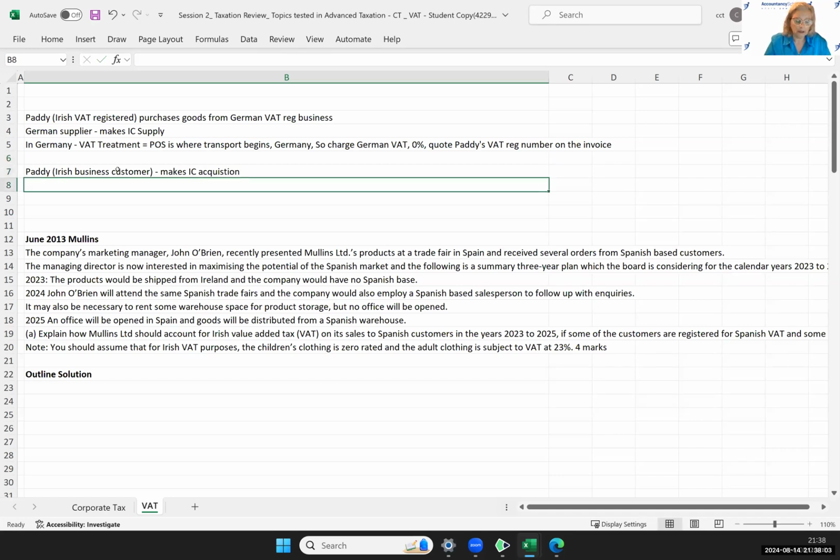Okay. When he makes that intra-community acquisition, so in Ireland, the VAT treatment is that, again, determined by reference to place of supply, because once goods cross a border, we need to determine what's the place of supply. The place of supply is where transportation ends. Oh, where's that? That's Ireland. So, charge Irish VAT.